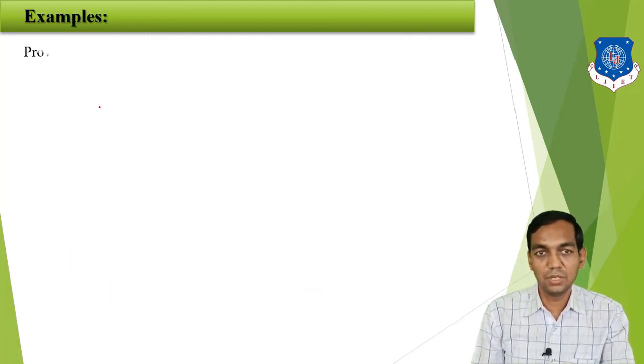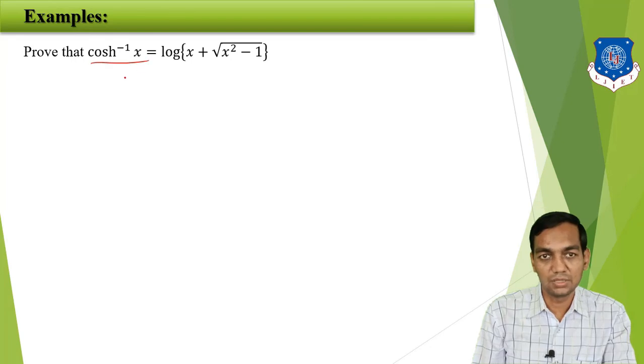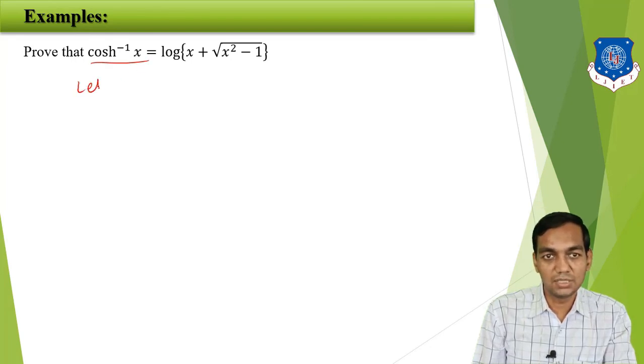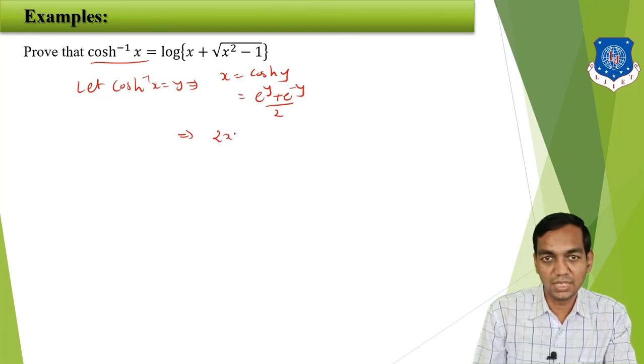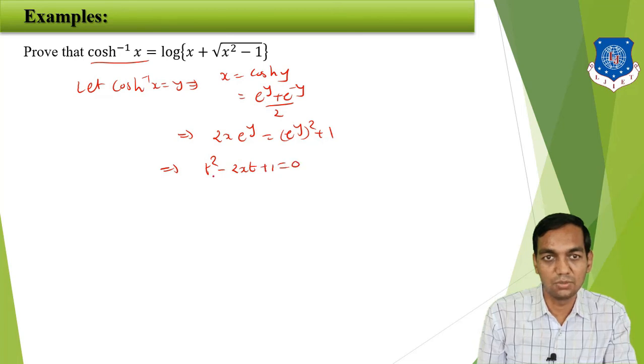The same thing we are going to do for cos hyperbolic inverse. So again, let cos hyperbolic inverse x is equal to y, and that will give you x is equal to cos hyperbolic y, and that will give e raised to y plus e raised to minus y upon 2, and if you are multiplying, then you will get 2x e raised to y is equal to e raised to y the whole square plus 1. Okay, and that will give you, e raised to y is equal to t, then we get t square minus 2x t plus 1 is equal to 0. Done?